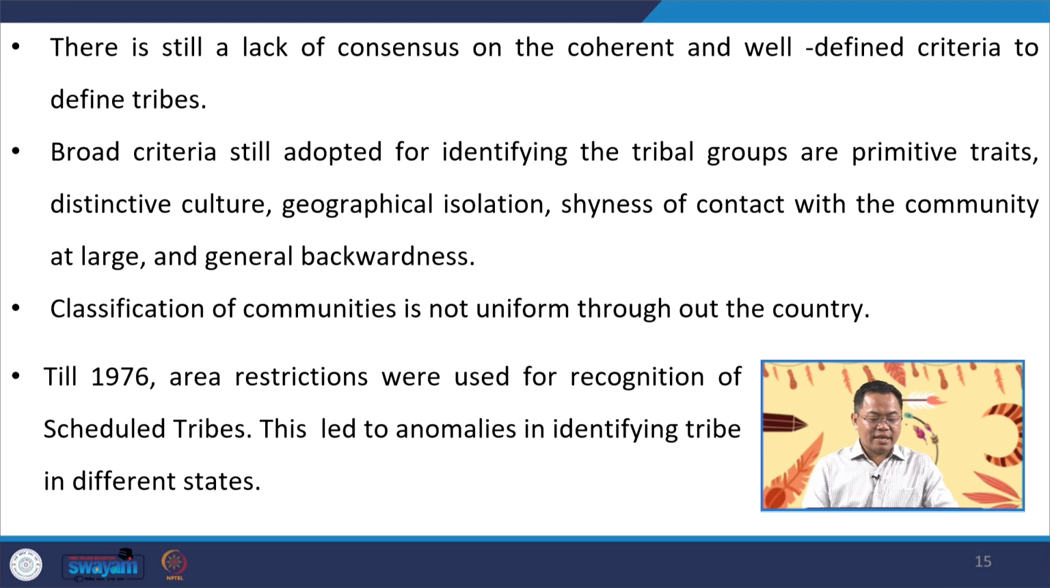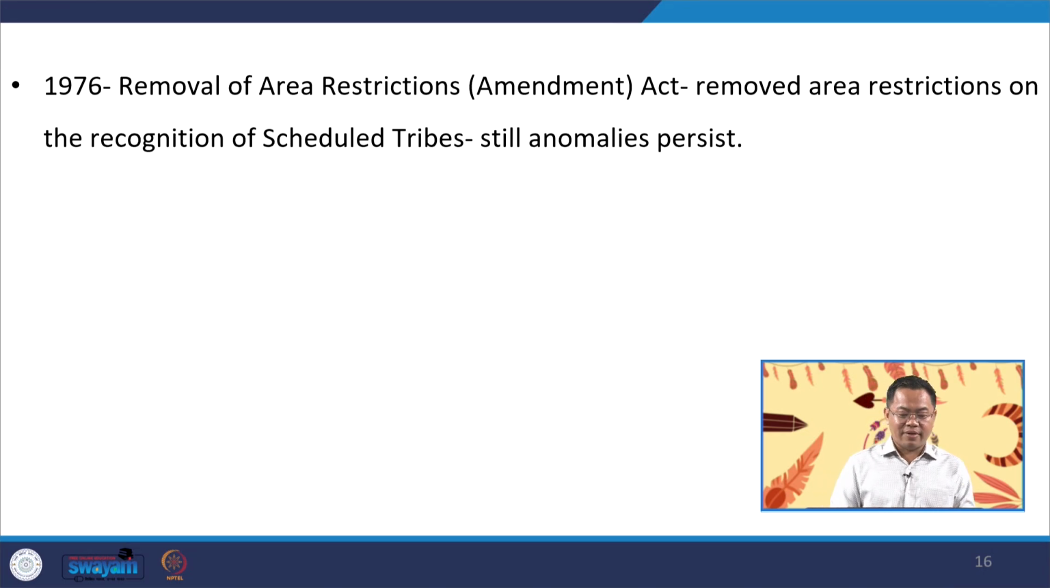Till 1976, area restrictions were used for recognition of scheduled tribes, in a sense that a tribe can be a tribe only if they live under a specific region or area, and this has contributed to the anomalies in terms of identifying tribes in different areas. Now, in 1976, there was a removal of these area restrictions, which presumed that a tribe can be a tribe only if they live in a particular region. However, even till today, there still exist a lot of anomalies when it comes to the identification of tribes.